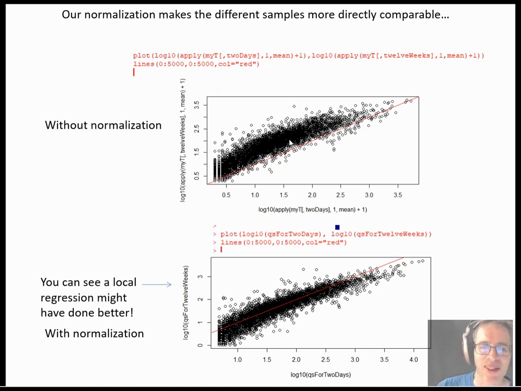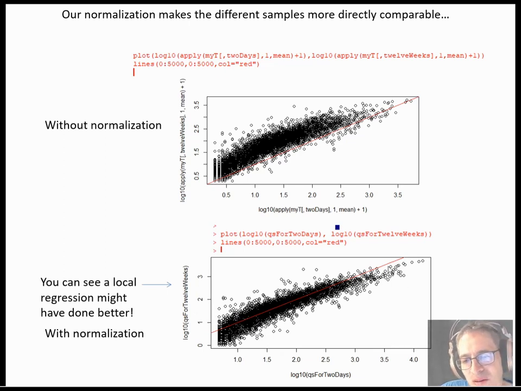So this is with the normalization, and this is with the DeSeq normalization, which again is going to be very similar on this data set to simple naive proportions, and we're now much more centered along the red line. So we're much more able to do successful inference here comparing to the red line, which is that the expression of the gene is the same for 2 days and 12 weeks.